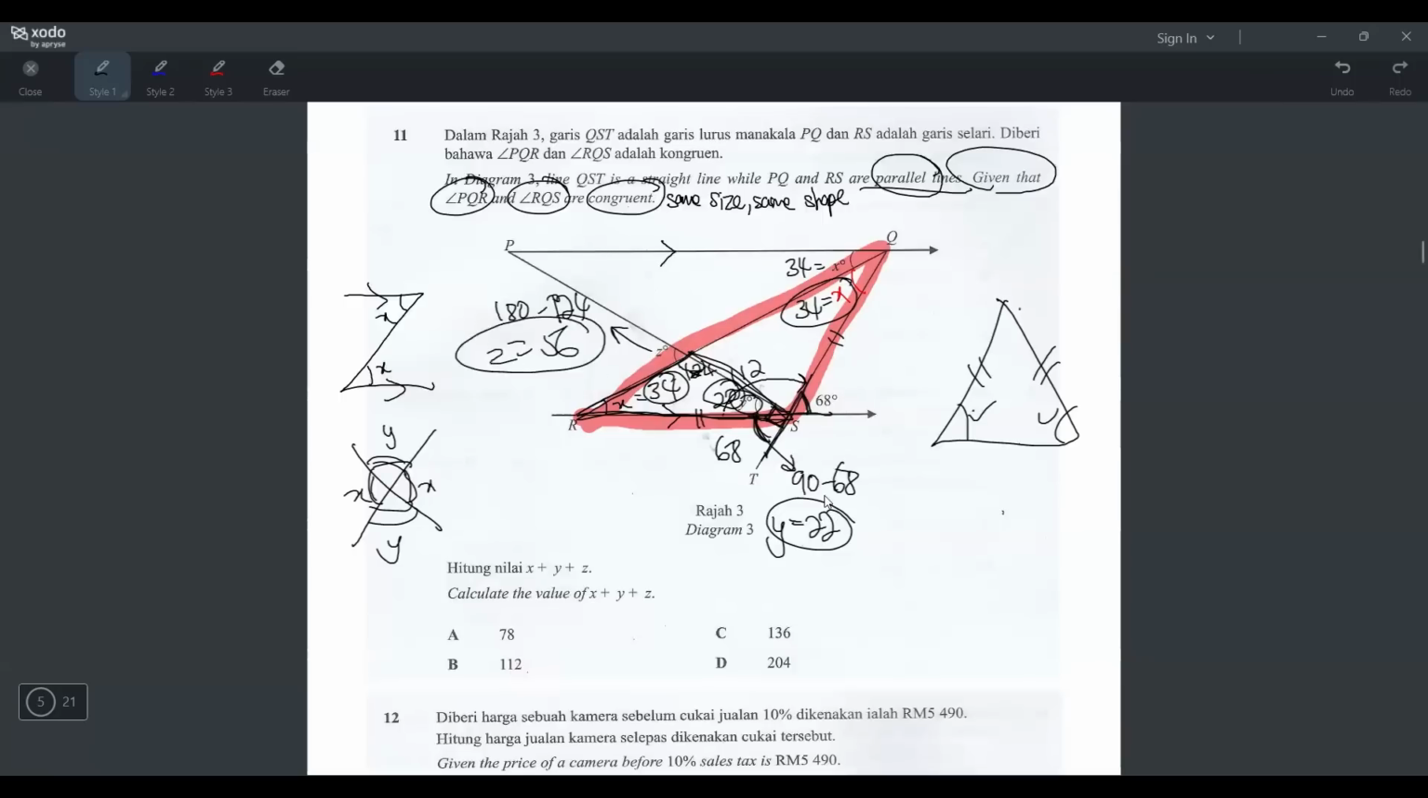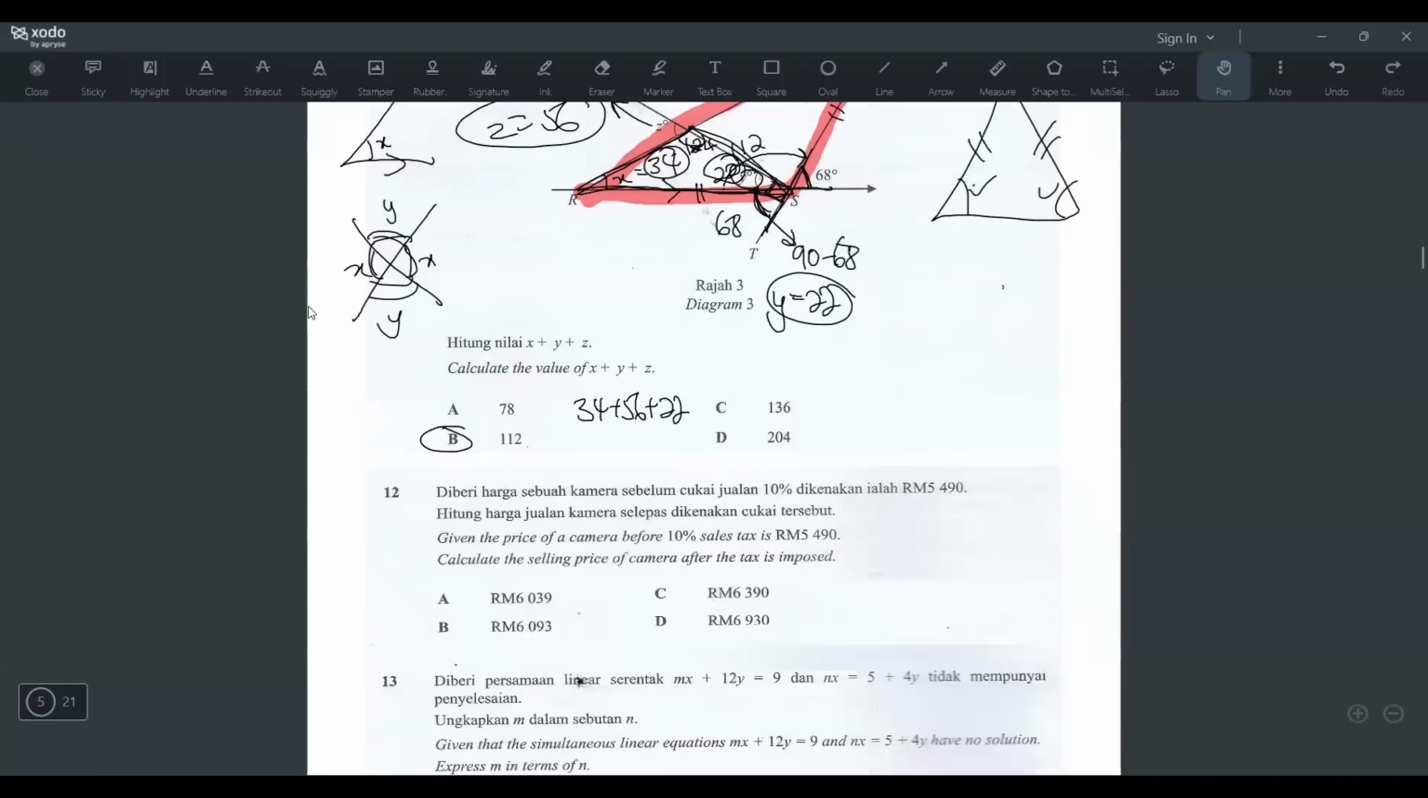So this is my z answer, my y answer, my x answer. So now how to take x plus y plus z? 34 plus 56 plus 22. Okay, yang saya bulat tu semua tambah. Okay, time to press calculator. Okay, sudah dapat 112. So 112 answer. Okay, all right. Let's continue.